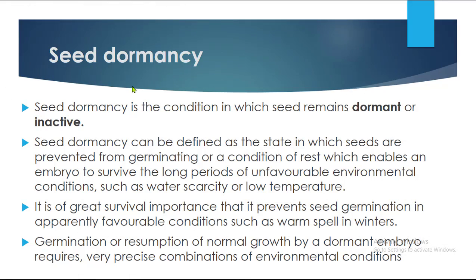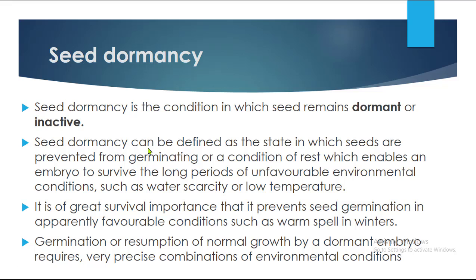Next SLO, seed dormancy. You must have heard about dormancy. Dormant, what does it mean? Dormant means inactive. Seed dormancy is the condition in which the seed remains dormant or inactive. So seed dormancy can also be defined as the state in which seeds are prevented from germinating, or a condition of rest which enables an embryo to survive long periods of unfavorable environmental conditions such as water scarcity or low temperature. So this is seed dormancy.